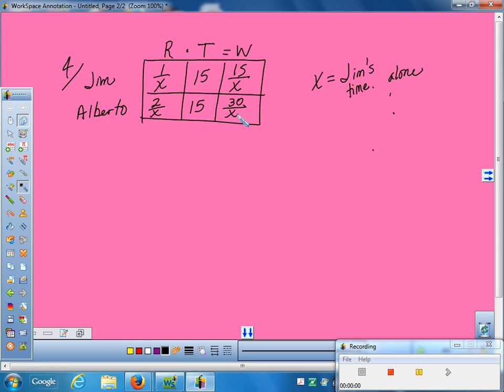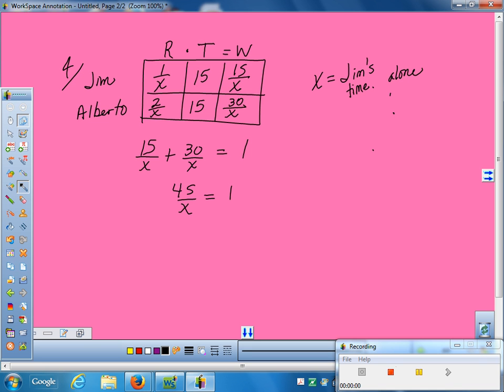Now, when we go to write the equation, they're working together, so how much of the job do they get done? You're adding it, and they get the whole job done, because each one of them is doing a fraction of the job. Okay, can we solve this? Doesn't look too bad. 15/X plus 30/X. Those are like terms, I could actually add them. How cool is that?